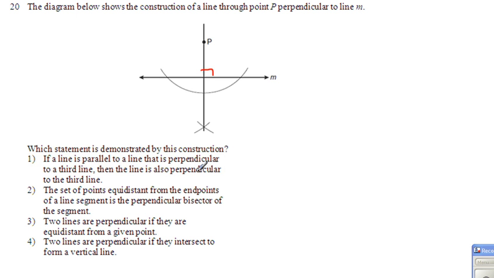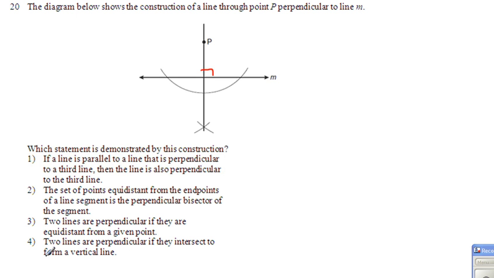Now we don't have another line that's parallel, so forget about number 1. The set of points equidistant from the endpoints of a line segment, okay, we're talking about the perpendicular bisector of the segment, but in the case of a line, there's no endpoint. Now, choice 3, two lines are perpendicular if they are equidistant from the given point. That wasn't what they're talking about, but rather they want to include P. So, two lines are perpendicular if they intersect to form a vertical line.